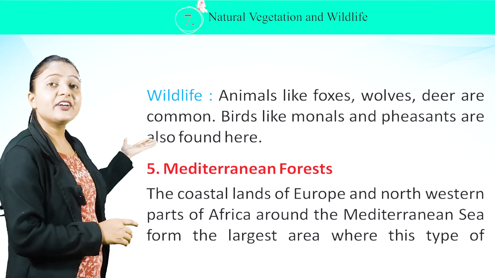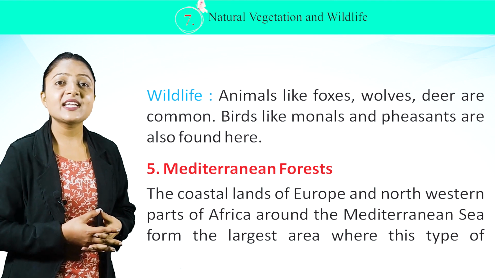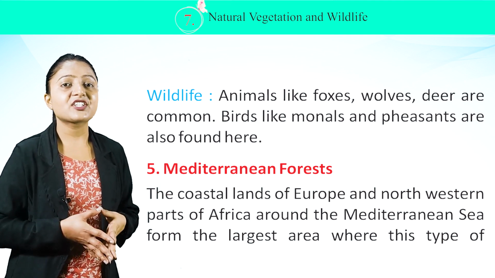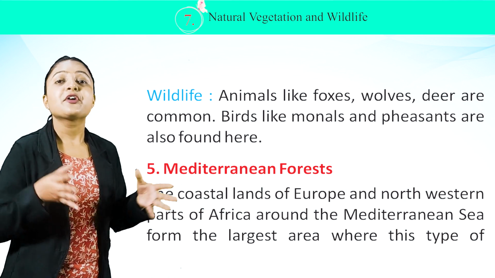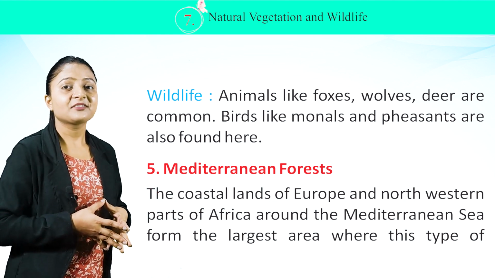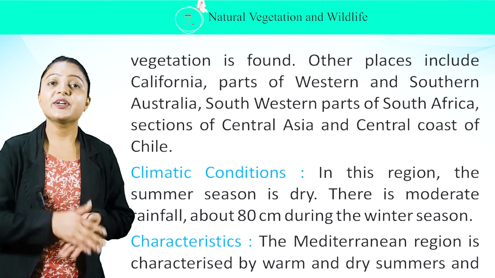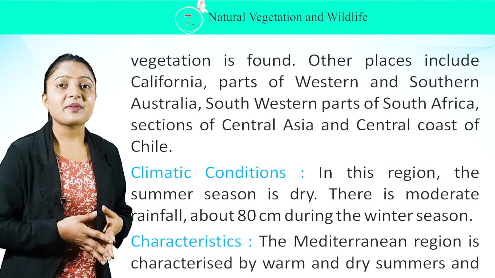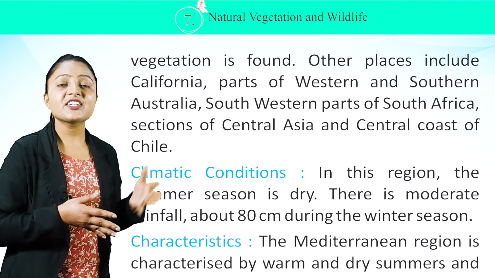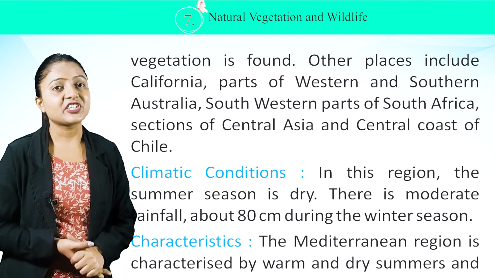Number 5. Mediterranean forest. The coastal lands of Europe and northwestern parts of Africa around the Mediterranean Sea form the largest area where this type of vegetation is found. Other places include California, parts of western and southern Australia, southwestern parts of South Africa, sections of Central Asia, and central coast of Chile.